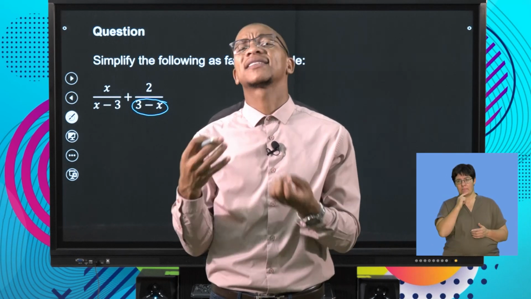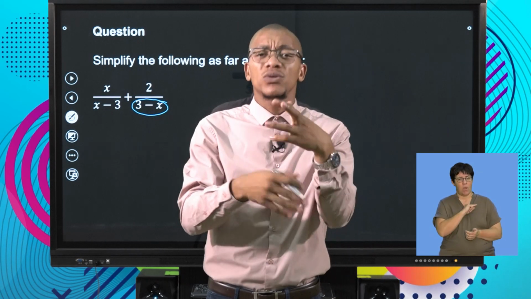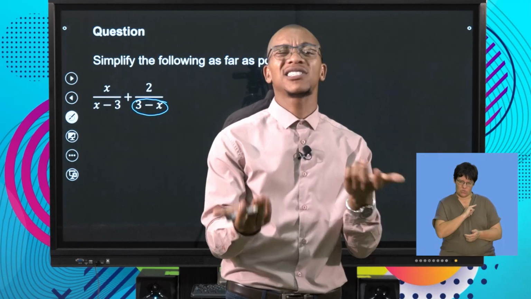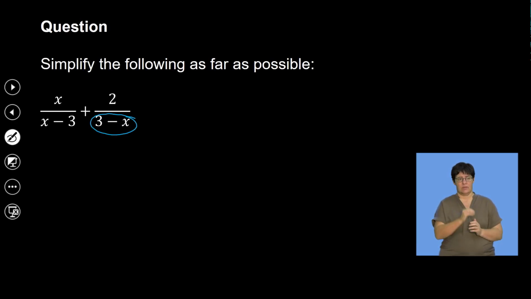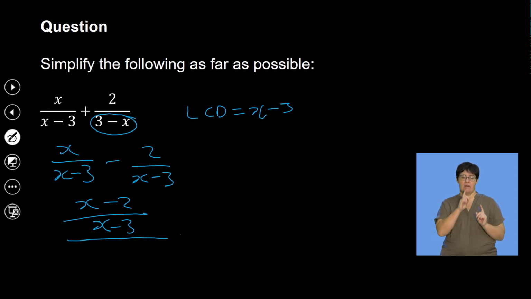We call this the sign change rule, right? Although it's just because you're changing the sign, so that's why we're saying it's a sign change rule. Now, what this will become, it will be x over x minus 3, and then it will be negative 2 over x minus 3, right? And then immediately you know that my lowest common denominator here will be x minus 3. I don't need to change anything, so it just becomes x minus 3. And this becomes x minus 2, and then that's my answer, right?